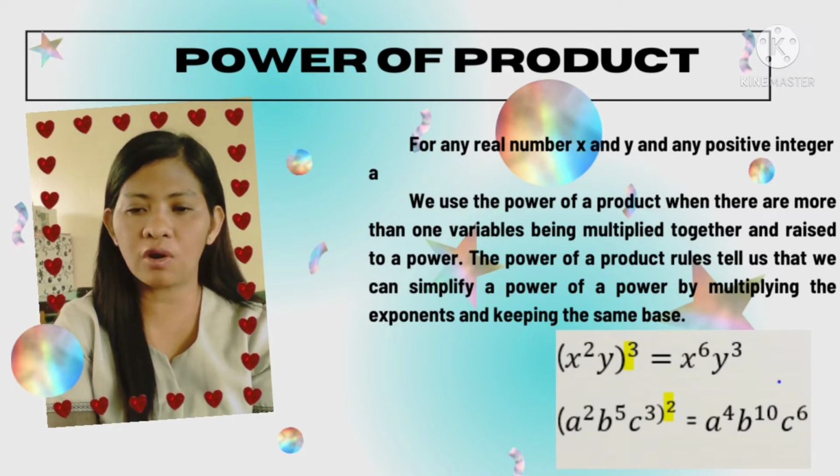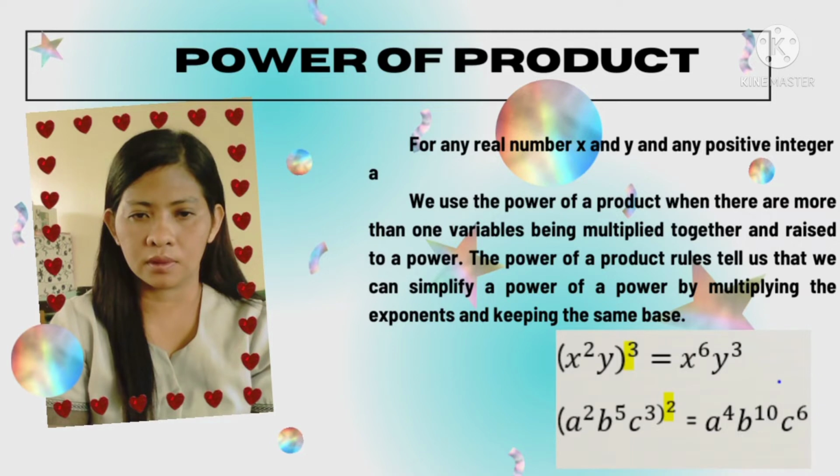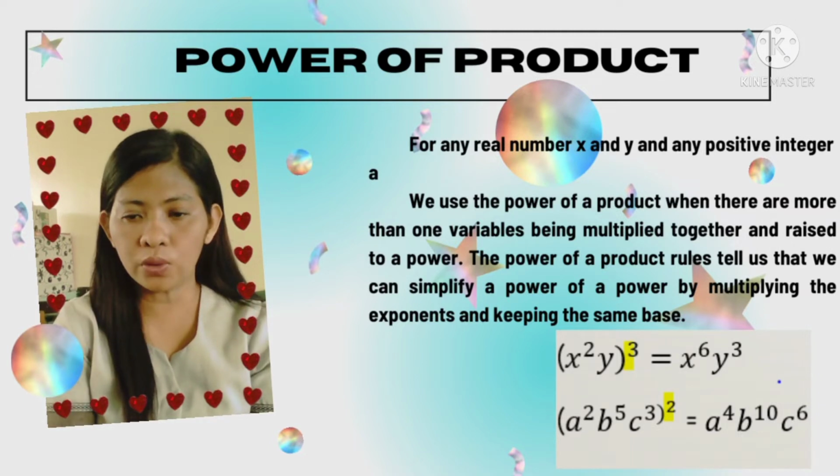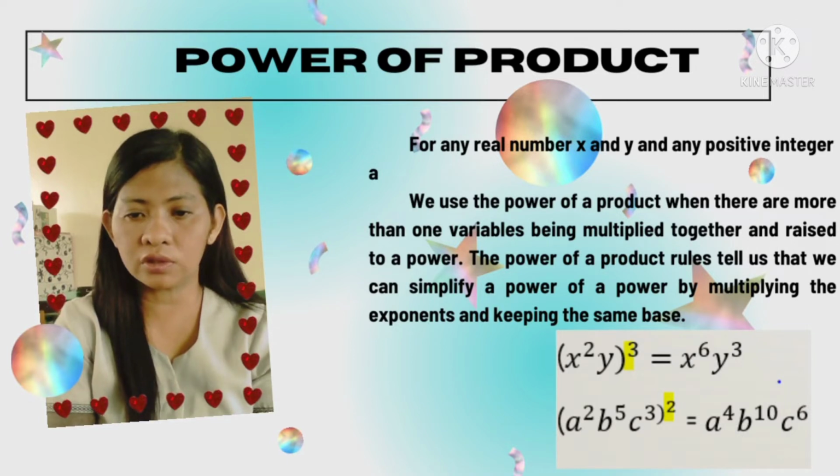The exponent of c is 3, so just multiply 3 times 2, which is equal to 6. So c raised to the 6th power. So class, as a power of a product, you will distribute the exponent to all the given terms in the equation. So just multiply their exponent to find the answer.